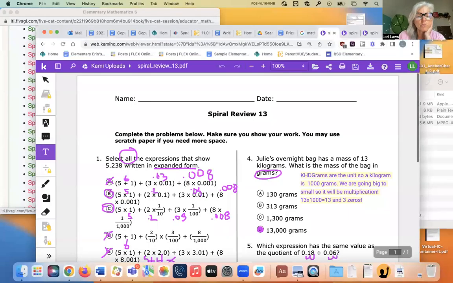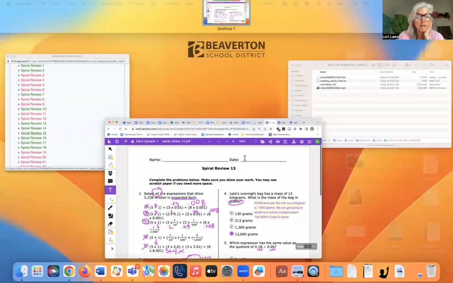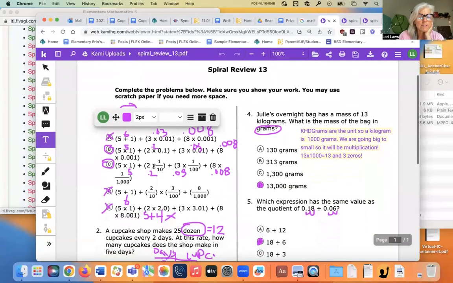So here is review. Oh, I didn't share the screen. There we go. Share the screen. Here is spiral review 13. Oh no, Ms. Laws, what's going on? Big, there we go. Spiral review 13.